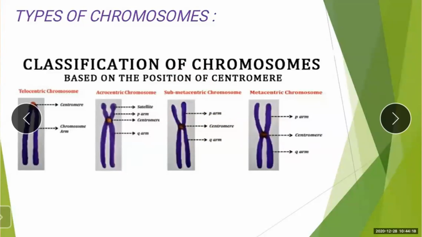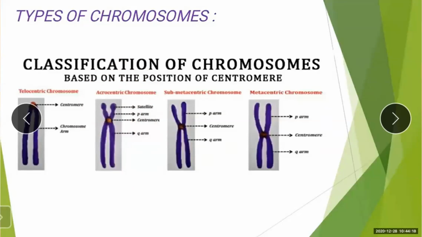Now, moving further to the acrocentric chromosome. What is an acrocentric chromosome? The centromere is near one end of this chromosome, which therefore looks like the English letter J. It is not in the center, but it is just near the end of the chromosome. So the structure looks like an English letter J. And here one arm is much smaller than the other. The P arm is much smaller than the Q arm. Understand up till here?